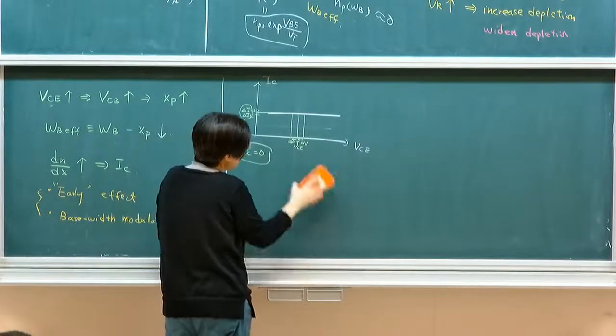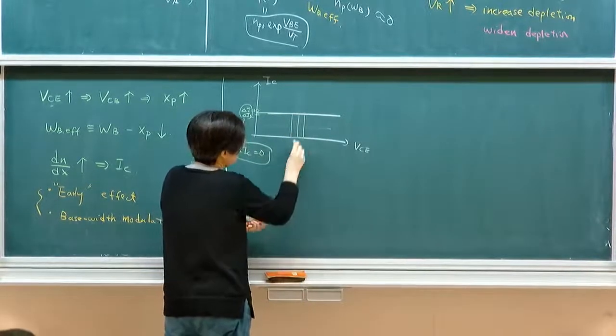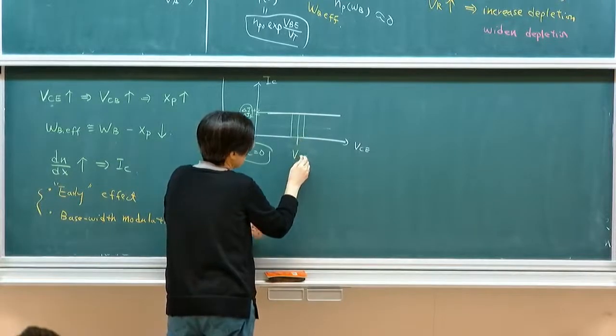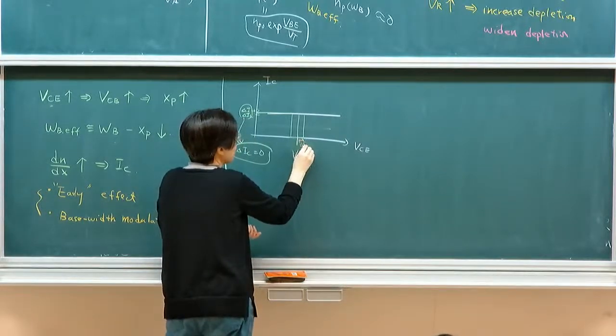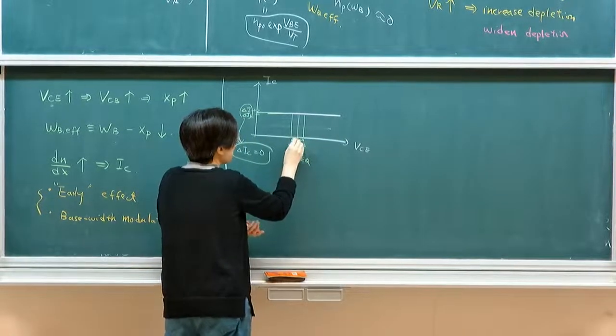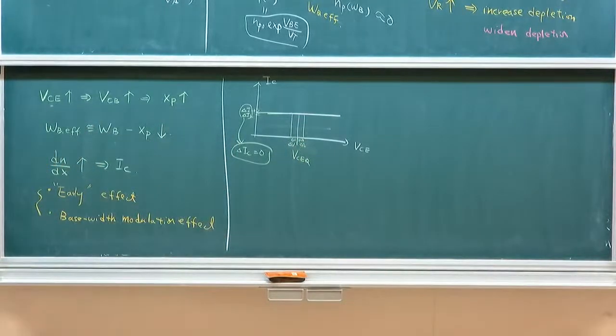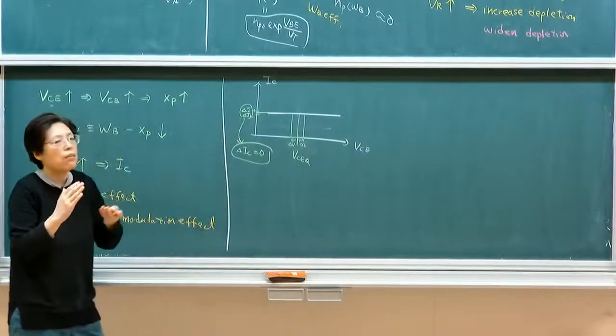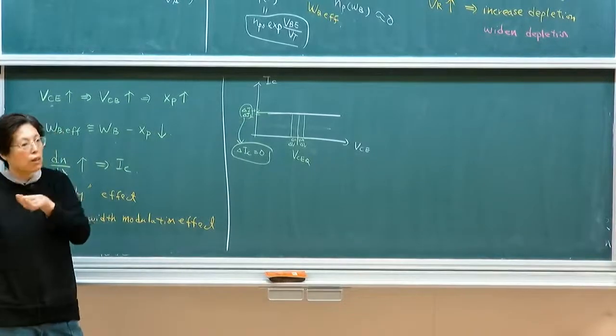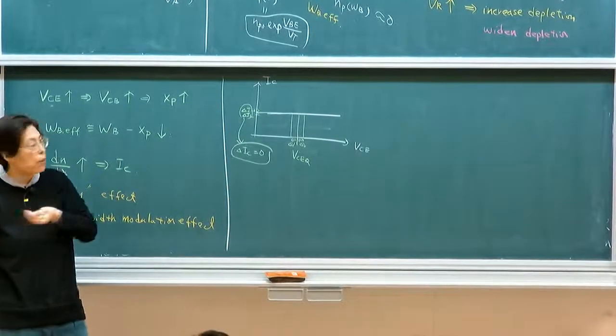If I'm applying a small little difference, let's say this is my VCEQ, the quiescent point. I'm moving a little bit to the right, a little bit to the left. If I have a flat line, it would simply say that even though I move around, the current will not change, right? Because of the flat line.